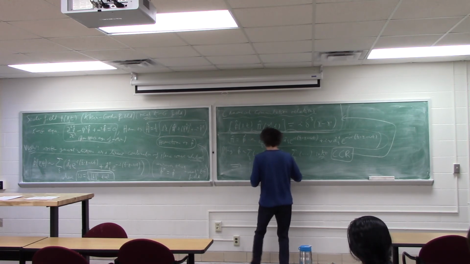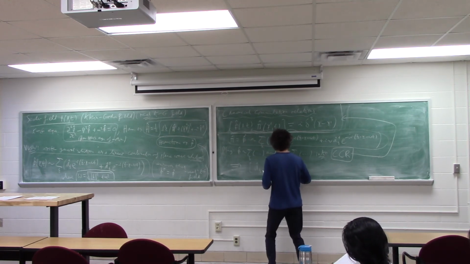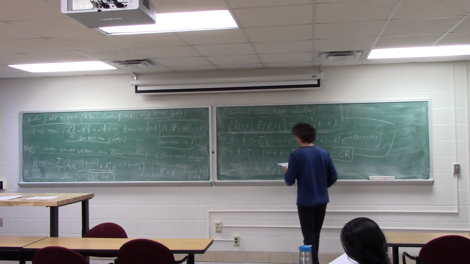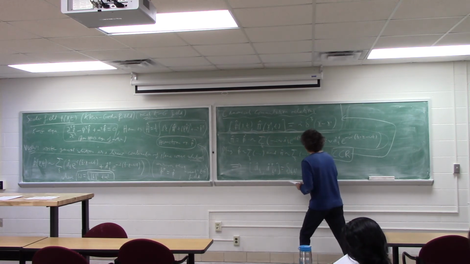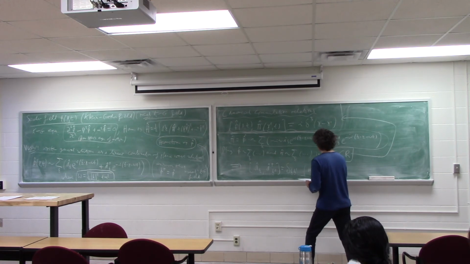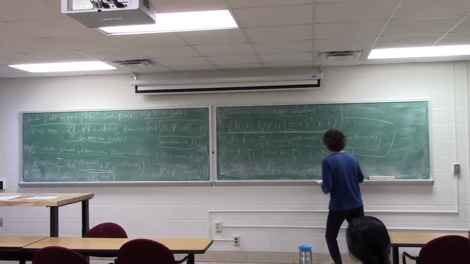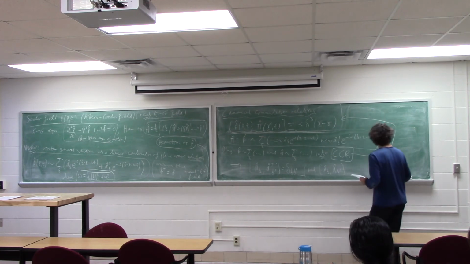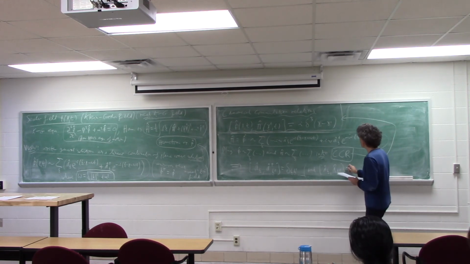a k, a k prime dagger is delta k k prime, and also a k, if I just look at the a's, not the a daggers, these commute.